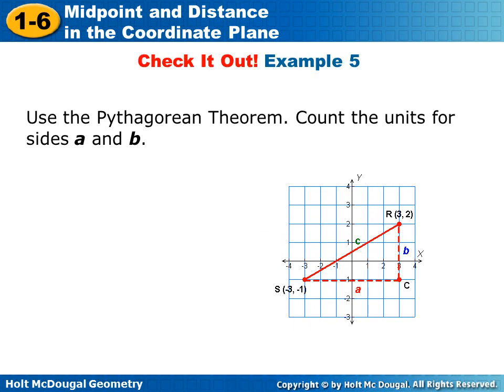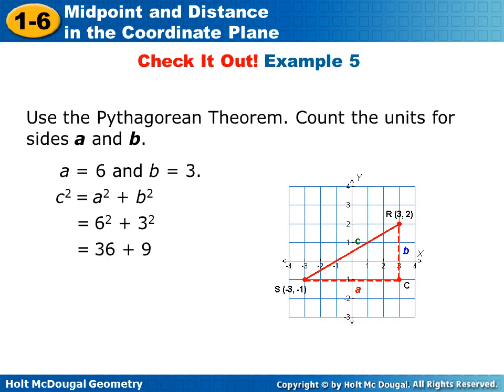Here's another example using the Pythagorean theorem. In this case, for A, we have 1, 2, 3, 4, 5, 6 for A, and B is 3. Plugging in A and B, we get 6 squared plus 3 squared, 36 plus 9, which is 45. C is equal to the square root of 45, so C is approximately 6.7.